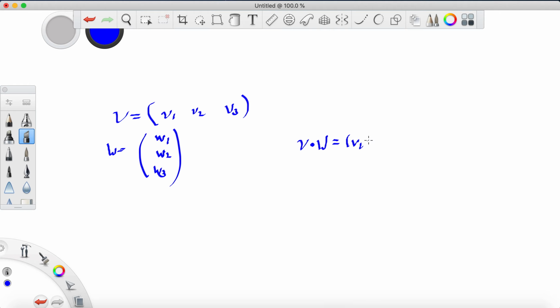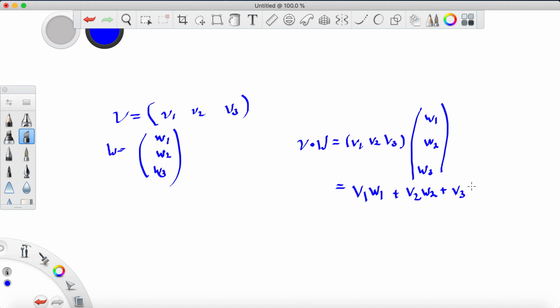So you have v1, v2, v3, and then w1, w2, w3, right? And then what did we do? Well, we multiplied and we added. So this was going to be basically giving us this formula. Don't memorize this formula. Don't think of it as a formula. Understand the concepts. Okay, so let's do an example as a refresher.